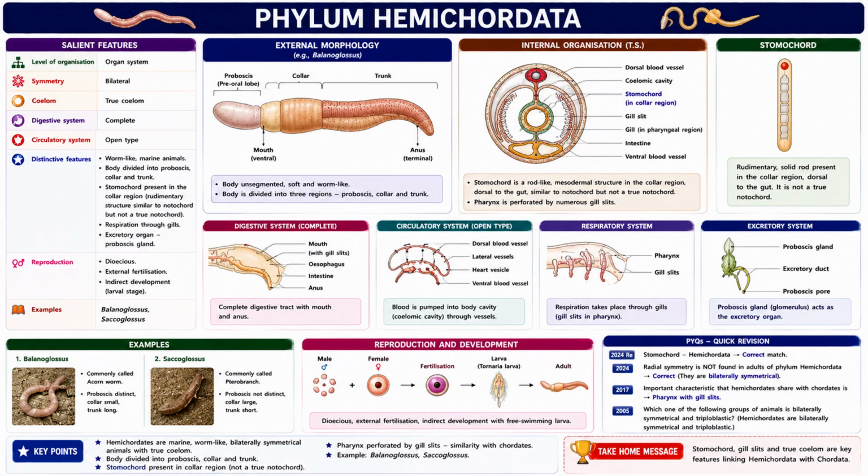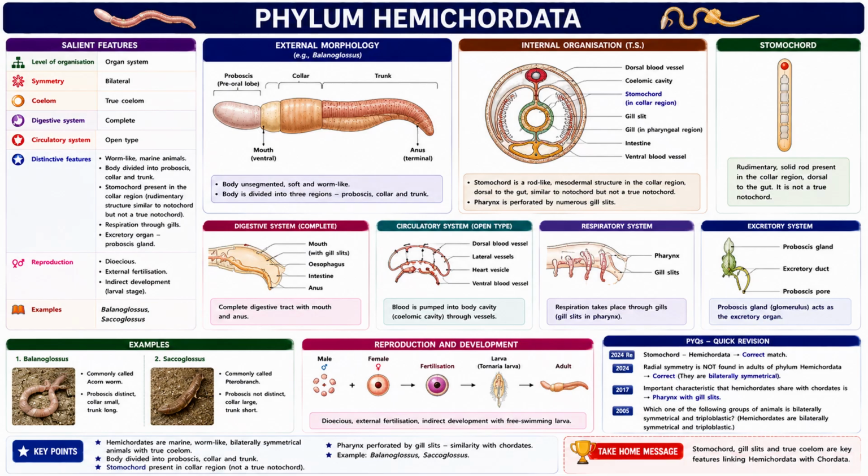Example Balanoglossus. The external morphology shows proboscis being a preoral lobe, then there is a mouth in the ventral part, and there is a collar, and there is a trunk, and at the end there is an anus in the terminal. Body unsegmented, soft and worm-like. Body is divided into three regions: proboscis, collar, and trunk.